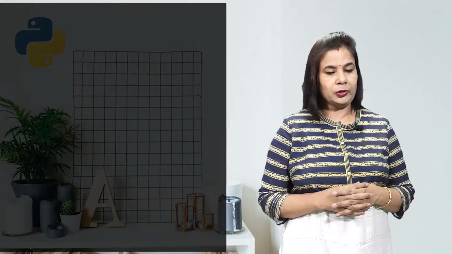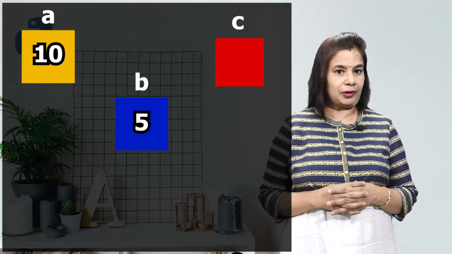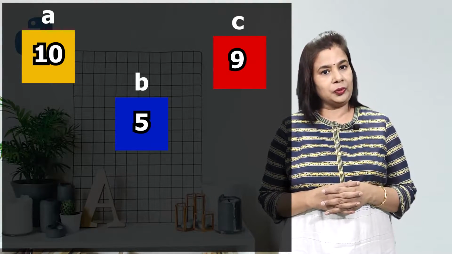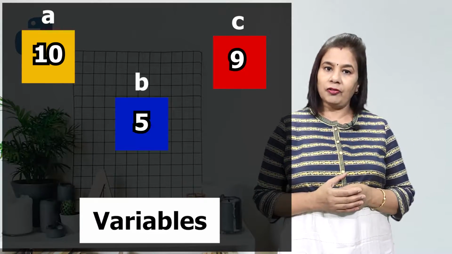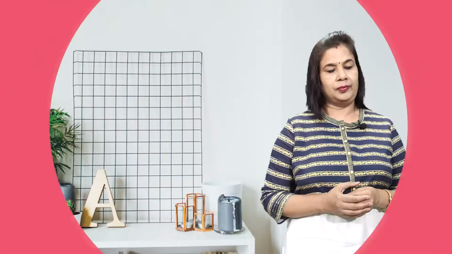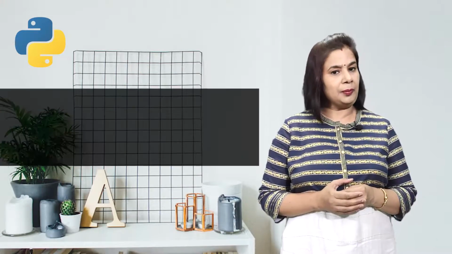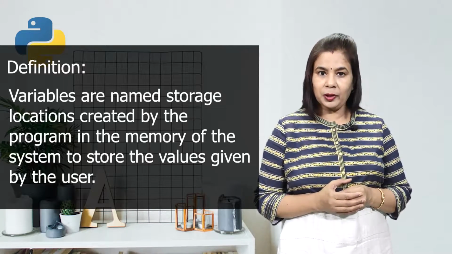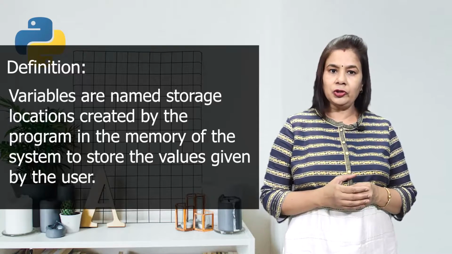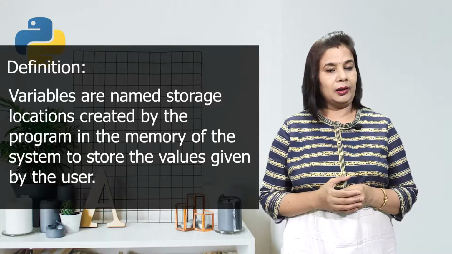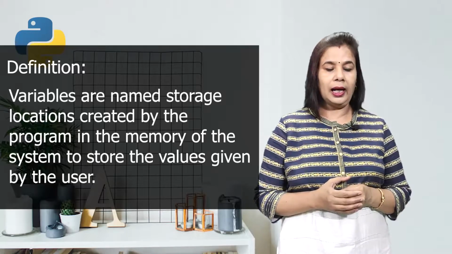To store the input given by the user, the program needs some space in the computer's memory to store that value, to manipulate that value, process it and give you the output. These spaces or storage locations are called variables in programming languages. So, variables are named storage locations created by the program in the memory of the system, and they are used to store the input, data or values given by the user, and these values will be used by the program in further proceedings.